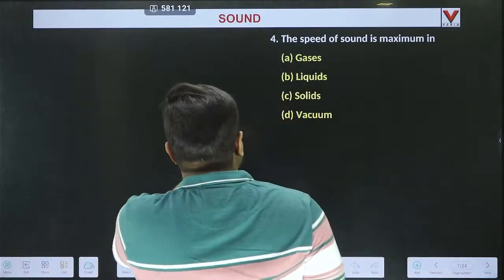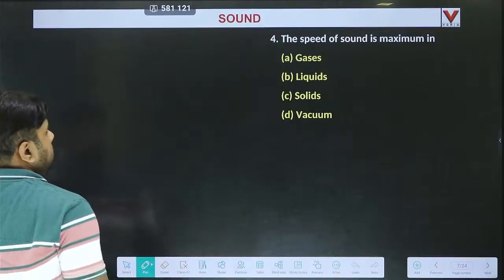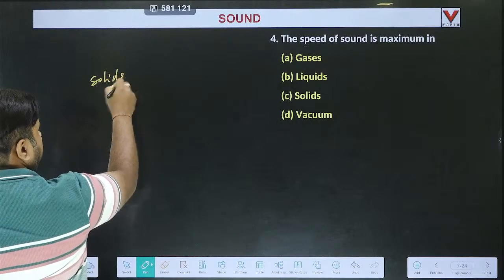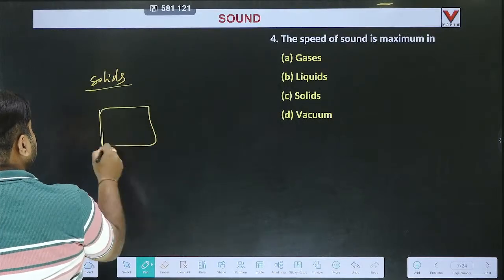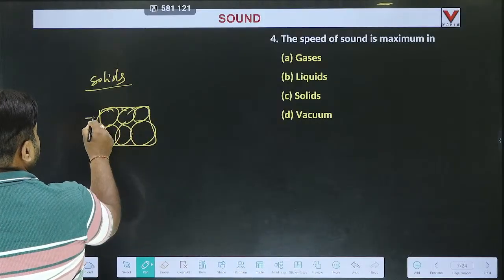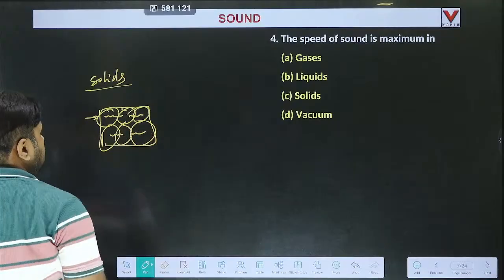So next, the speed of sound is maximum in which medium? If I am taking solids, in solids the molecules are very closely packed to each other. So wherever sound energy is given, immediately the vibration will pass through these molecules.